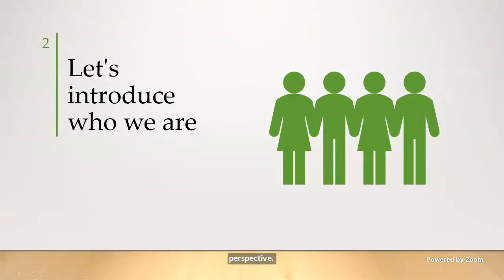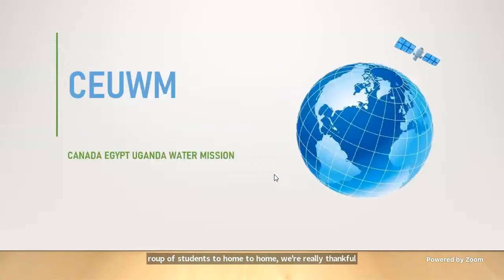But let's begin with introducing who we are. We are a group of Egyptian engineering students of a wide variety of majors who were chosen for this program with a group of scholars to whom we're really thankful. We chose a descriptive name for this program, CEUWM, standing for Canada, Egypt, Uganda Water Mission.